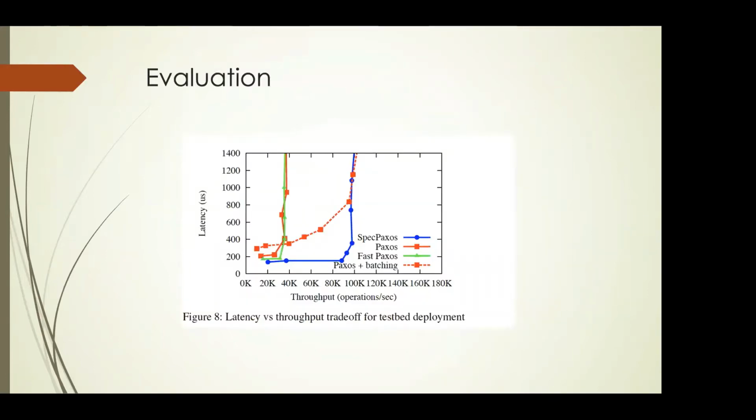Evaluation. This one is latency versus throughput. Throughput is varied, and if we see here, in the case of Spec Paxos, it goes up to around 90,000. It has low latency, whereas Fast Paxos and Paxos have lower latency only up to around 40,000, or a bit less than 40,000. This is because in the speculation phase it takes only two messages, so the latency stays lower for a long time.